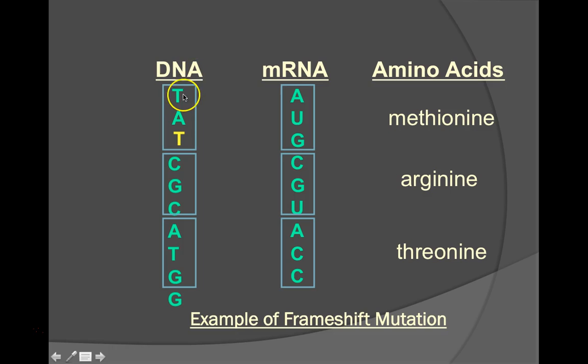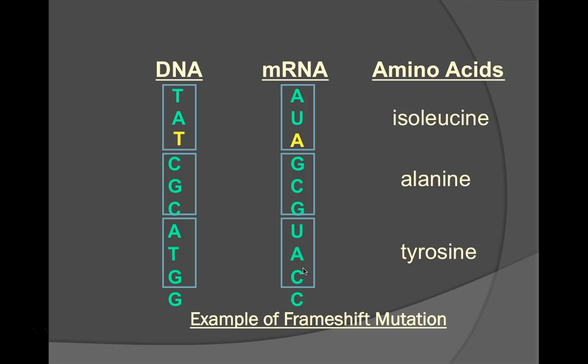Now my first codon is TAT, which will change my mRNA to AUA. That shifts all of these frames. That changes methionine to isoleucine. Now we have alanine, and now we have tyrosine. That's changed 3, and obviously would continue more because this would be a longer chain. This changes all of the amino acids that correspond to this protein, therefore resulting in a much more harmful and much more complicated mutation.